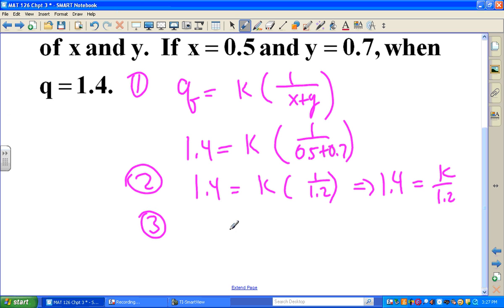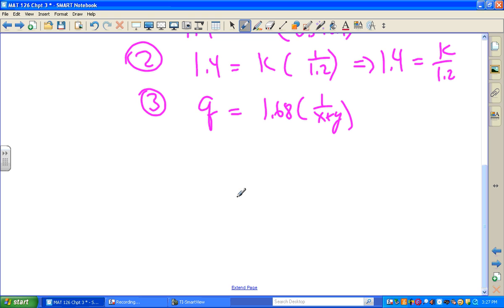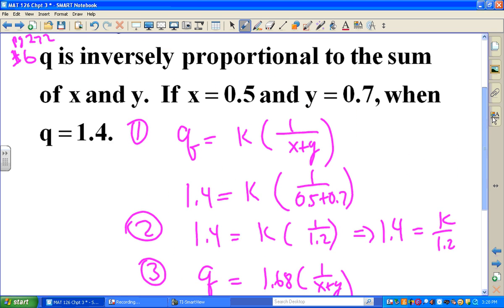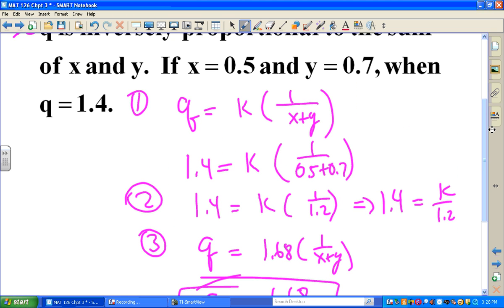Number 3 is Q equals 1.68 times 1 over x plus y. Or you could have Q equals 1.68 over x plus y. Sounds good to me. If I made a mistake, let me know about that later, but it looks pretty good to me. X, Y, and Q. Now, if you want, they could have you solve some problems with that, and you can do some work that way. But other than that, I think we're in pretty good shape. All right, moving on.